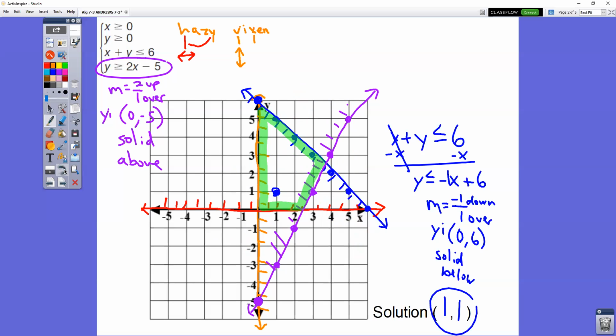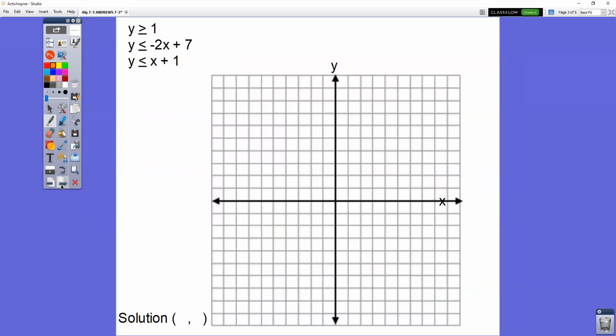Questions on that one? Let's take a look at the next one. And I know these are super, super hard for you to try on your own without having that background grid. So let's take a look at this one.